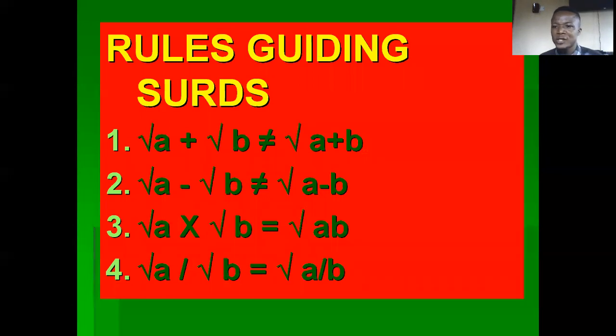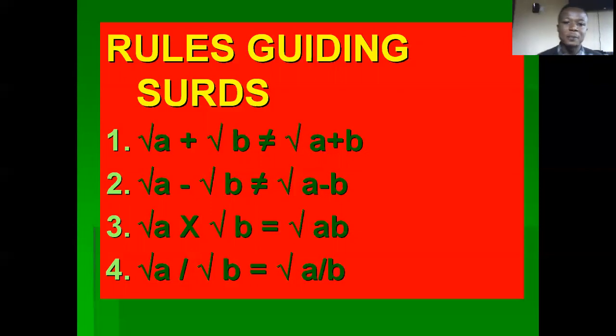Just like God gave Moses the Ten Commandments on Mount Sinai, if I'm not wrong, also, for proper understanding of surds, there are rules you need to obey if you want to succeed. Because if you don't keep the Ten Commandments, I don't think you make heaven. Also, if you don't keep these rules guiding surds, you will not make it in surds. So it's quite important you honestly try to make these rules a part of you if you really want to succeed in surds.